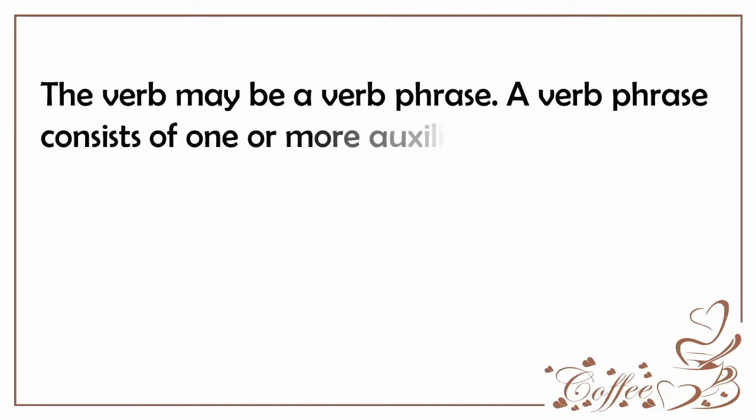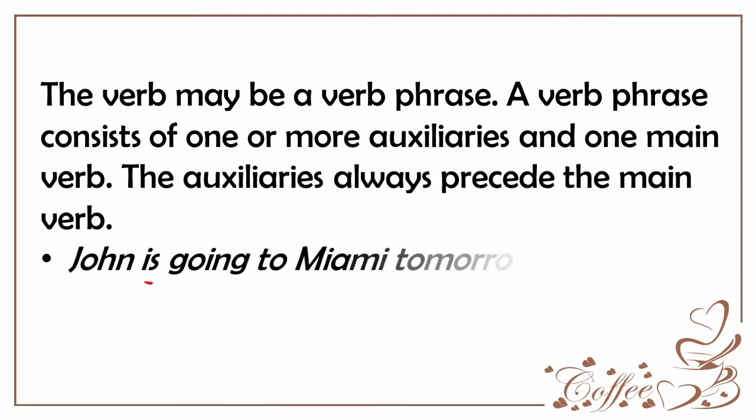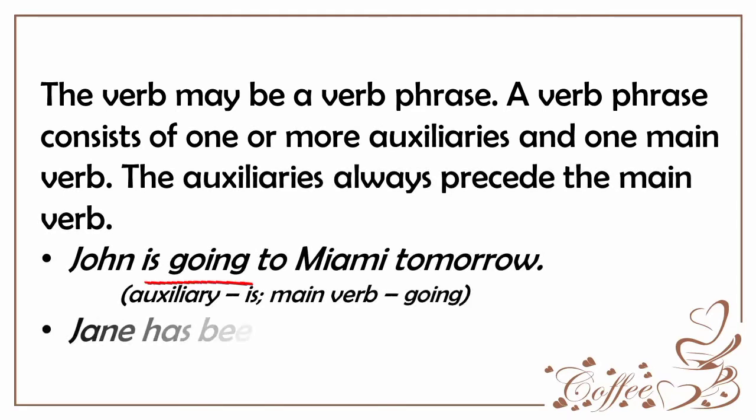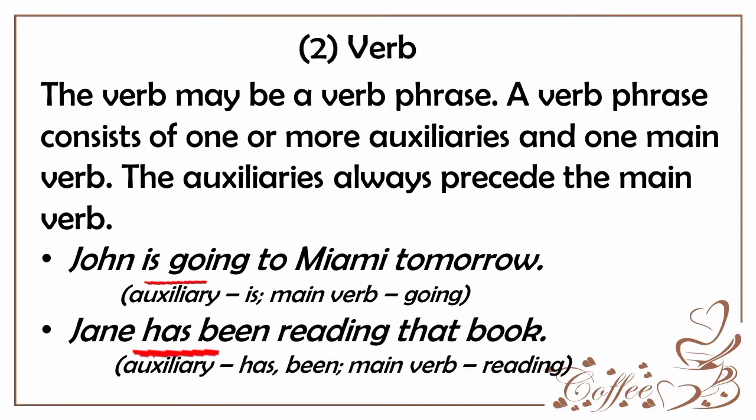The verb may be a verb phrase. A verb phrase consists of one or more auxiliaries and one main verb. The auxiliaries always precede the main verb. John is going to Miami tomorrow. Auxiliary, is. Main verb, going. Jane has been reading that book. Auxiliary, has been. Main verb, reading.